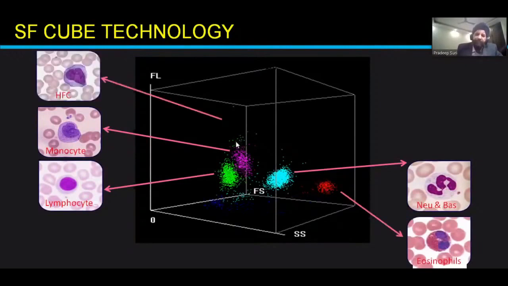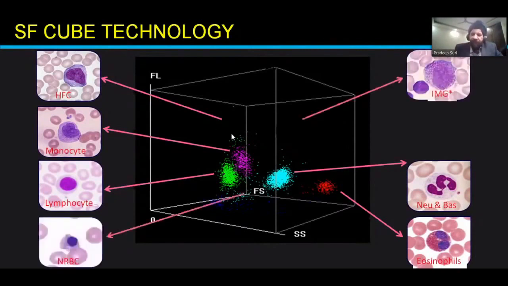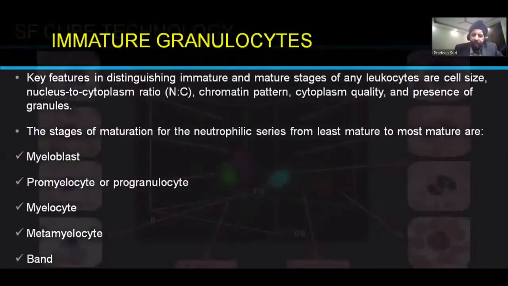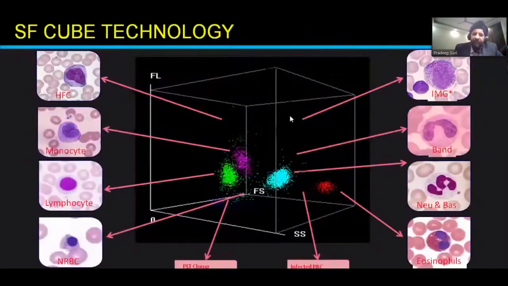Just above the monocyte, these small green dots, this is the area of the HFC, or the high fluorescent cell, or the virocyte, whatever you want to call it. So higher is the scatter density in this area, the more are the HFC. Likewise, this area above the neutrophil is the area of the immature granulocyte. So if you see a lot of scatter dots in this area, this is the area of the IMG.